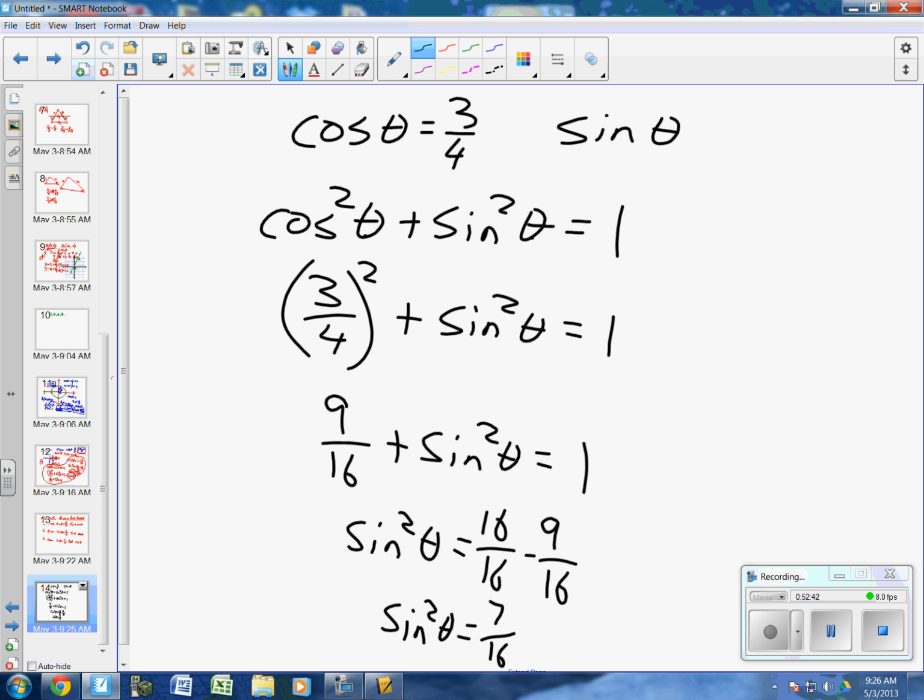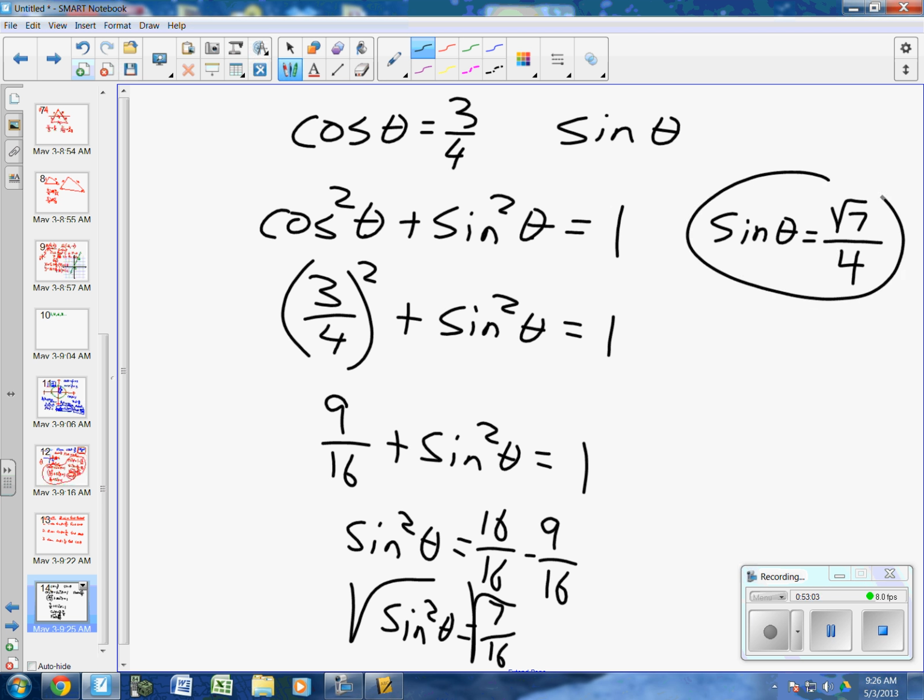7/16. Now, here's why I say this is not as nice a number: because now I'm going to take the square root of both sides, right? Sine of theta equals the square root of 7 over what? 4, because the square root of 16 is 4. And that's my answer right there. So I don't want you changing that to a decimal. I want you to leave it as square root of 7 over 4. Got it? Can you guys handle that? Okay. So the previous 3 problems are your assignment. Have at it.